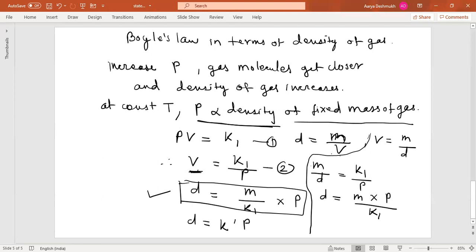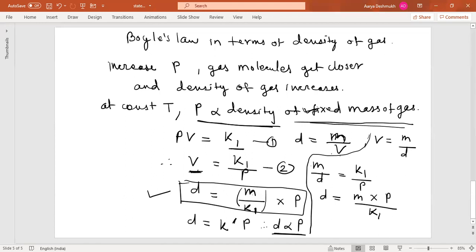What is this K dash? K dash is nothing but a new constant. This is K1 we got from here. So this M upon K1, because this M, the mass of the gas, should be constant. We have already described this condition that the mass of the gas should be constant. So this whole thing will become constant. So for this M upon K1, we can write a new constant, that is K dash into P. Therefore, D is proportional to P. So this Boyle's Law can be written in terms of the density also.